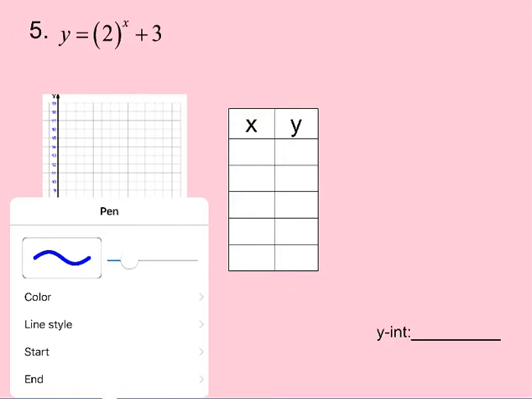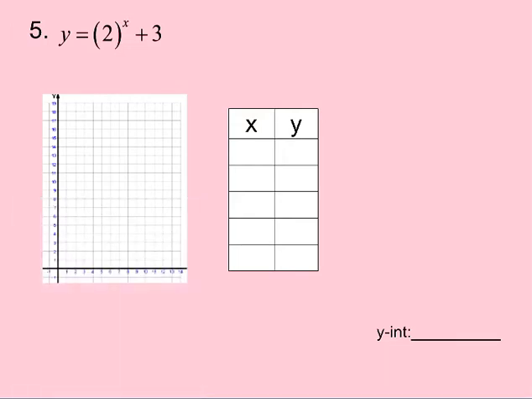Next, let's now take a look at number 5. So for number 5, what we're going to do is a translation.